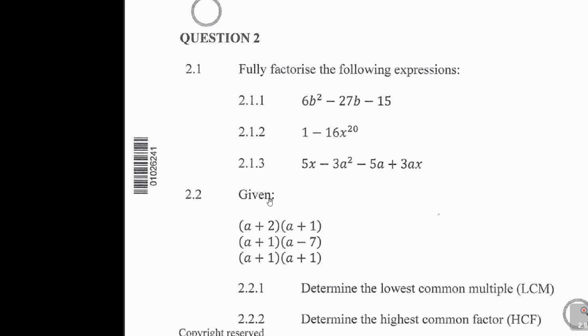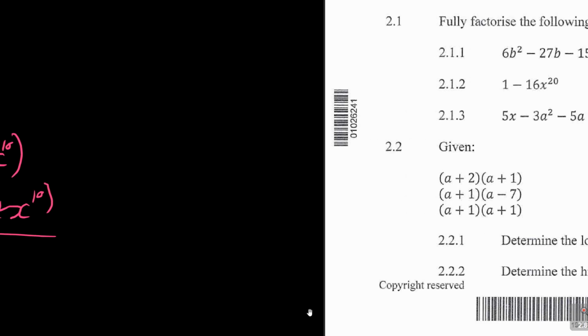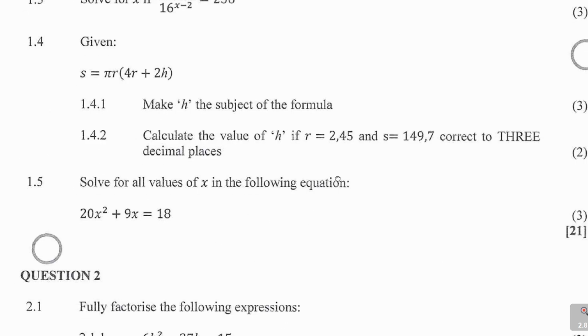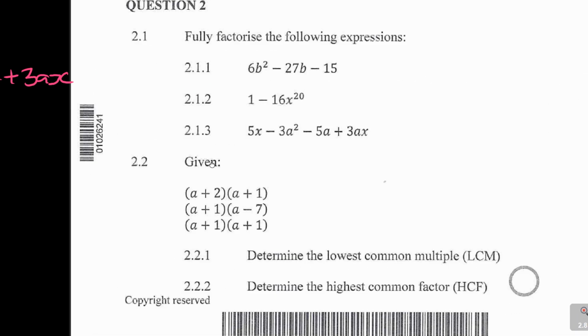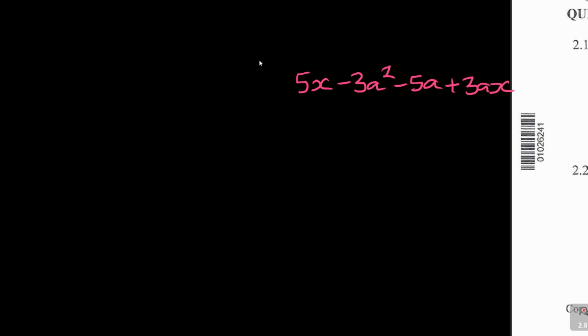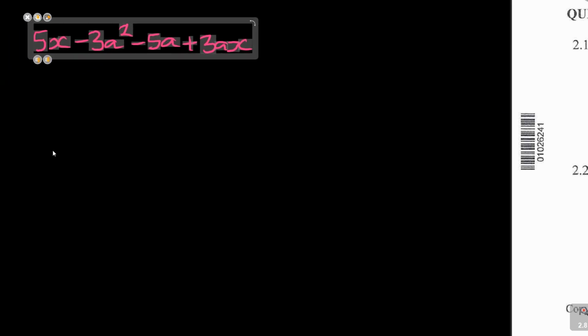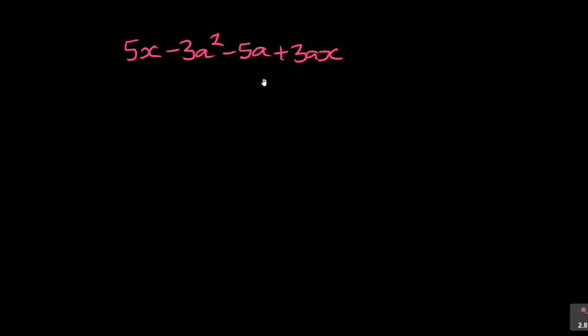Next one, 2.1.3, you need to what? Factorize this. They said factorize. It says factorize here: 5x, and then it's minus 3a squared minus 5a plus 3ax. We needed to factorize that. It's also 3 marks. Guys, it's factorization. The skill of factorization is very important. Actually, you discover that the whole of question 2 is just on factorization.